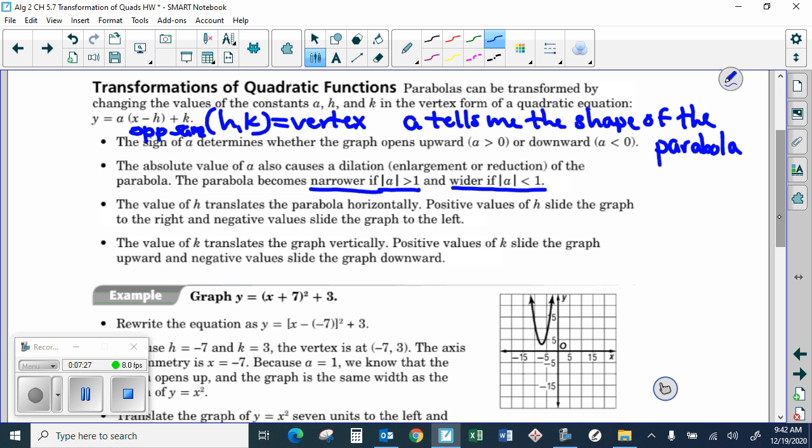Okay. The H translates the parabola horizontally. Positive values of H slide the graph to the right, and negative values slide the graph to the left. Okay, the value of K translates it vertically. I've already explained all this, so now you have it in writing here.